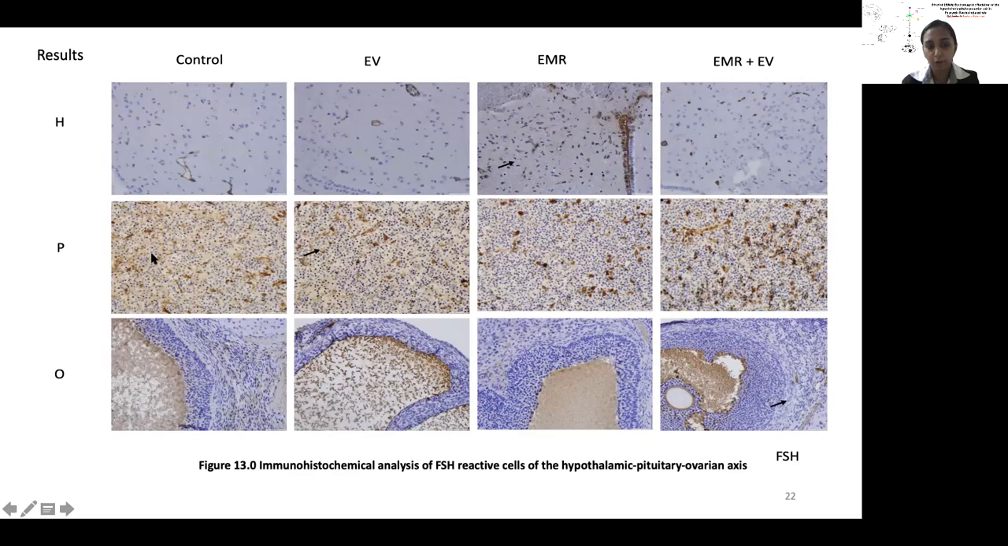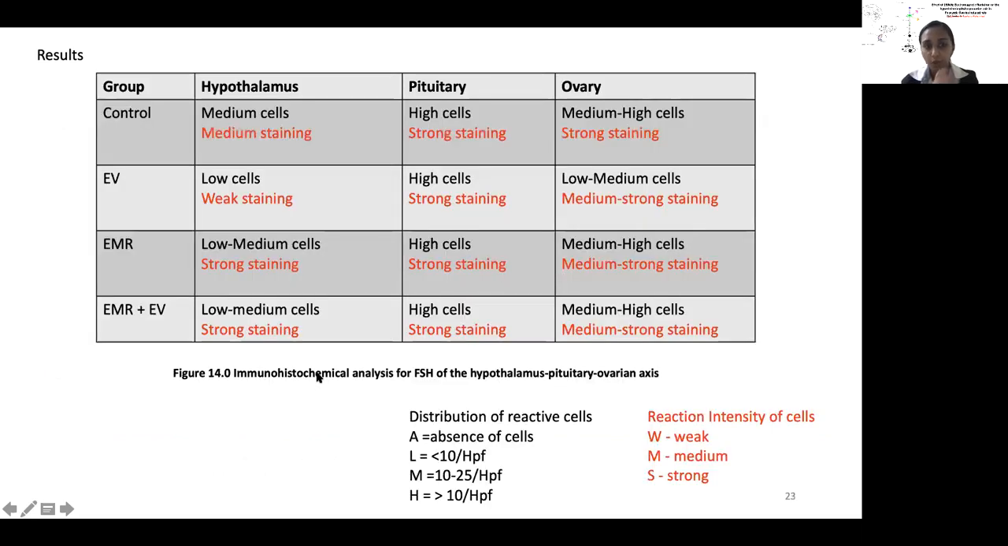So wherever you see the brown, these are the reactive cells to this particular marker, FSH, right? And here, in terms of the ovary, we looked mainly at the granulosa and theca layer cells, right? So when we were analyzing it, we used a qualitative analysis where we looked at the distribution of reactive cells. If there were no cells, it was referred to as absent. If it was less than 10 cells per high power field, it was referred to as low. And then we had medium and high. We also looked at the reaction intensity of the cells, whether it was weak, medium, or strong, meaning how strong the staining was, right?